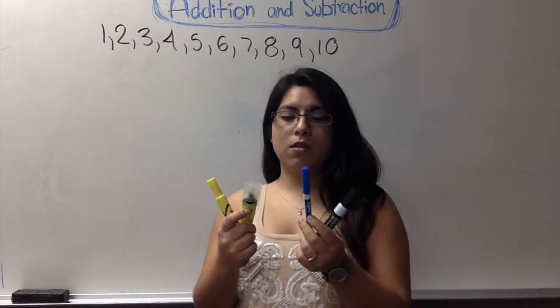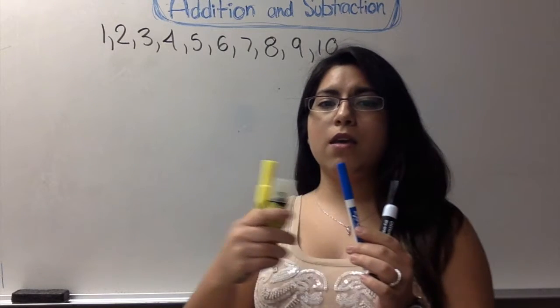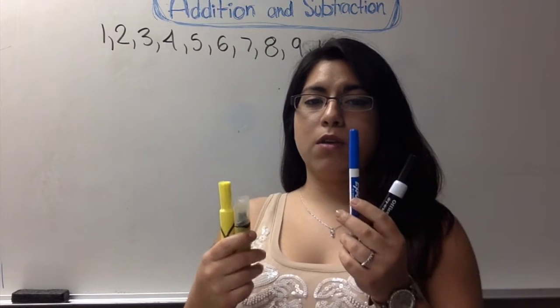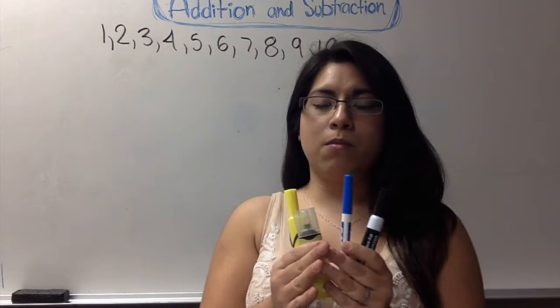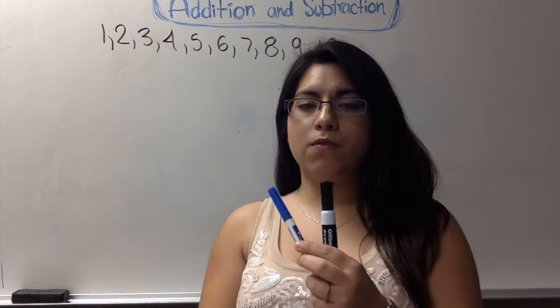We are subtracting. This is called subtracting. We are taking away objects or numbers from a group. From a group, yes. Before we had 4, now we have 2.